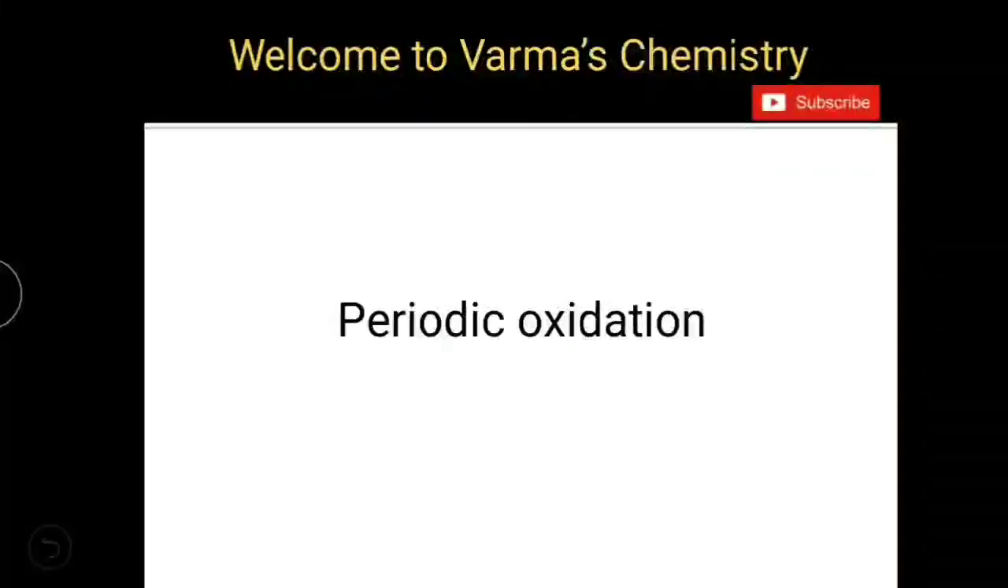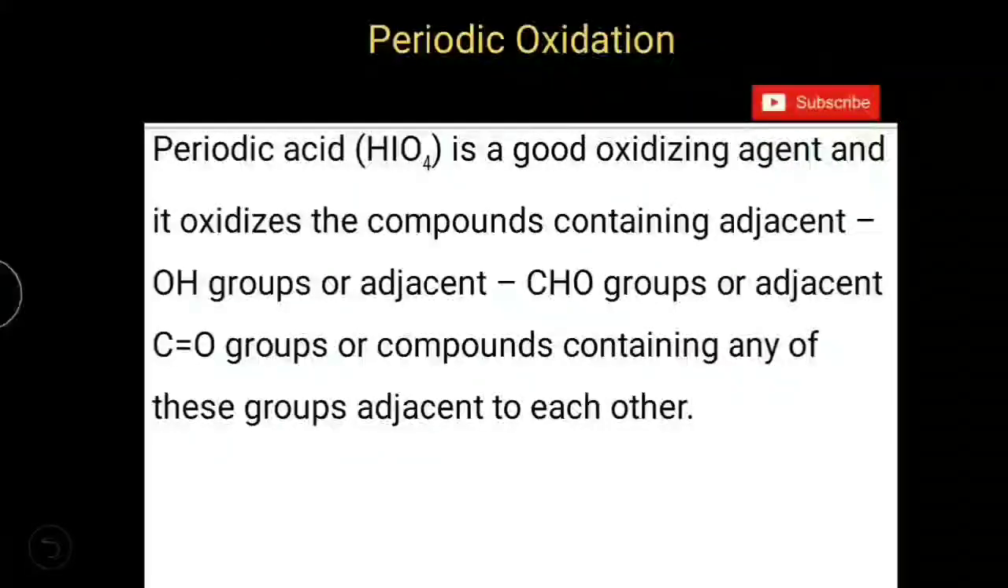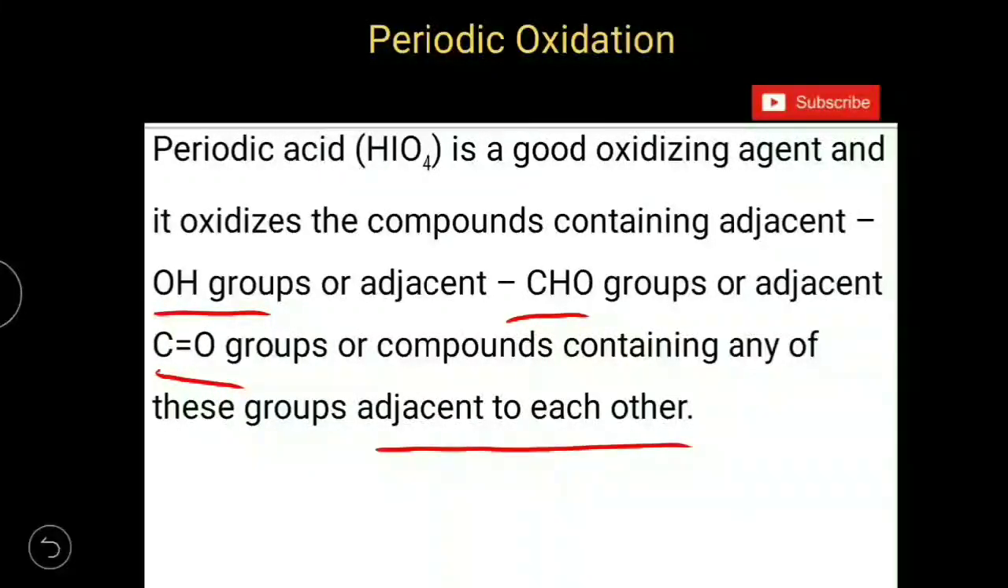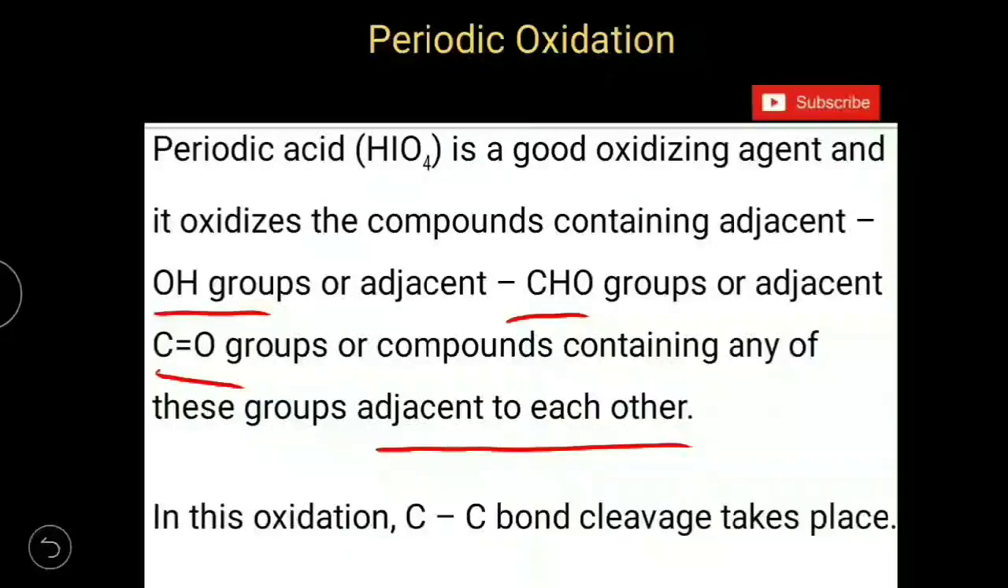In this video, I am going to tell you about periodic oxidation, and I will give you some easy tricks to find out the products of this periodic oxidation. Periodic acid is a good oxidizing agent and oxidizes compounds containing adjacent alcohol groups, or adjacent aldehyde groups, or adjacent ketone groups, or compounds containing any of these groups adjacent to each other. And in this oxidation, C-C bond cleavage takes place.